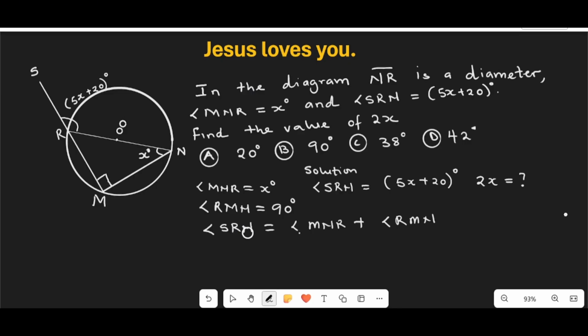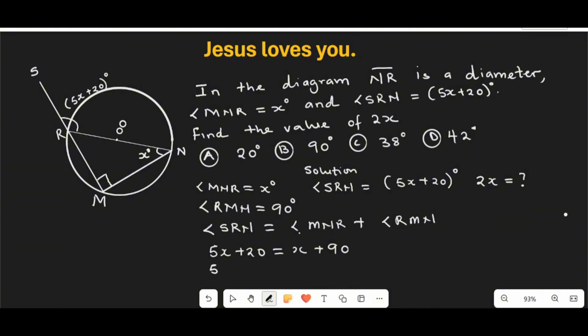Let us substitute their values into the equation. Our angle SRN is 5x plus 20, angle MNR is x, and angle RMN is 90 degrees. So 5x plus 20 equals x plus 90. Let us collect like terms. Let us transpose x to the left hand side and the positive sign will change to negative. And also let us transpose 20 to the right hand side and the positive sign will also change to negative.